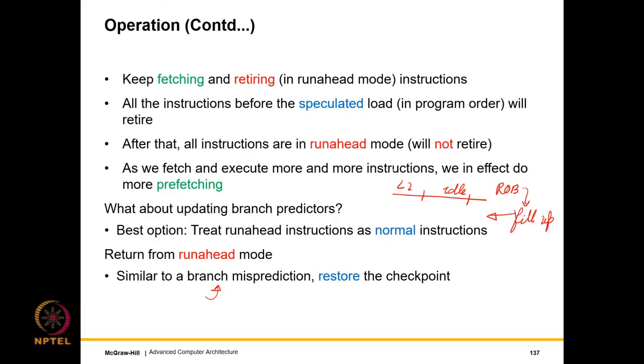And also instructions that are not there in the forward slice of the mispredicted load. So that would happen anyway, and we simply keep on executing them. If the addresses are correct, that would do the job of prefetching, and all the data that we need will move up to the caches, which will save us a lot of time after we exit the run ahead mode and enter normal mode. So that's the key, the most important idea.